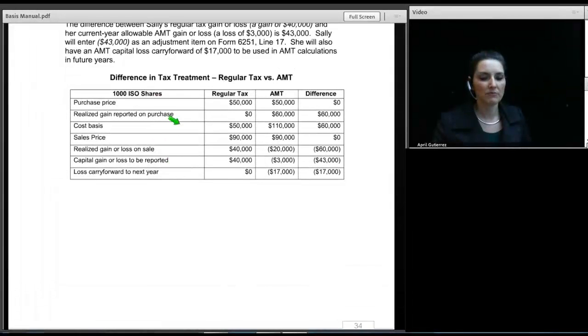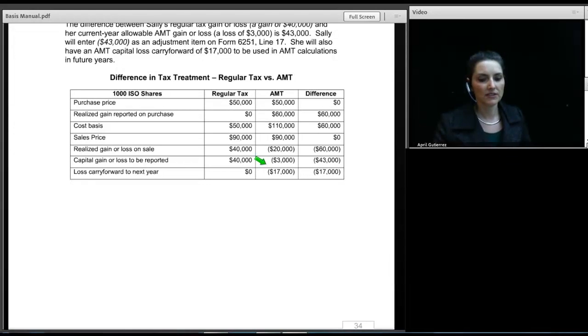So this table kind of breaks it up to make more sense of it. Purchase price 50 under the regular tax. Under AMT, it's the same purchase price, but she had to realize a gain under AMT at the time she purchased, making her AMT cost 110 and her cost basis under the regular tax 50. She then sells for 90, and the difference between 90 and 50 under the regular tax is a profit of 40. She sells for 90 under alternative minimum tax, but that generates a loss of 20. The amount of loss she's allowed to realize is only 3.